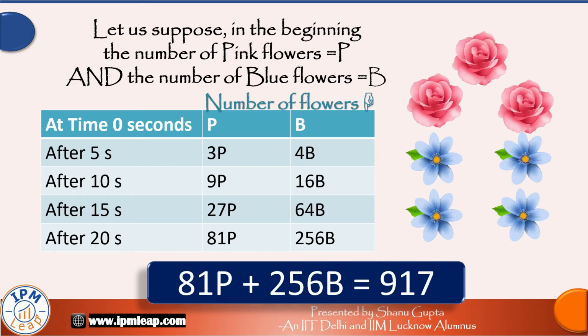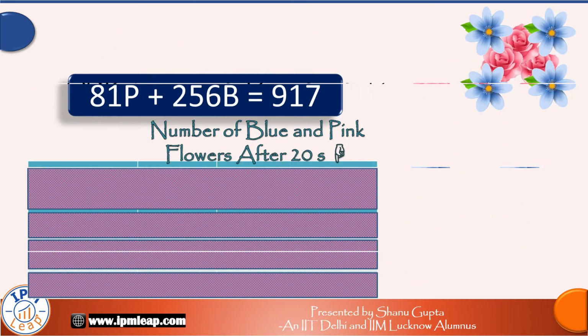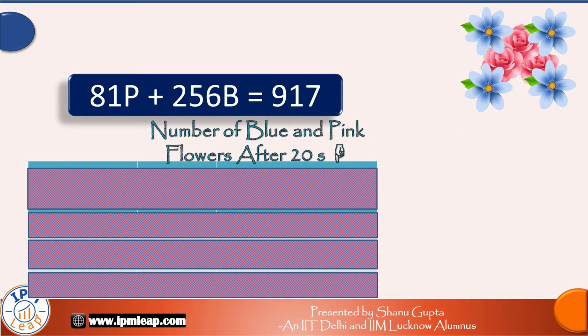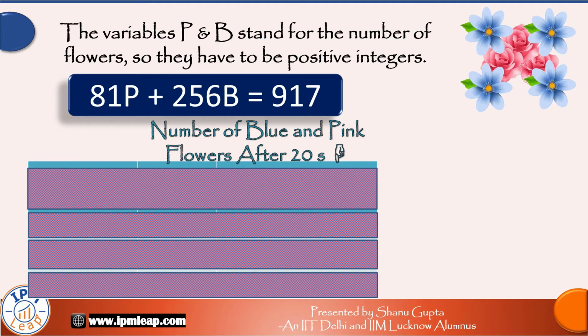Forming the correct equation is very important. Students often make a mistake at this stage. Solving the equation is the easier part. 81P plus 256B is equal to 917. And friends, do you realize this is a very special equation? Why so? The variables P and B stand for the number of flowers. So they have to be positive integers, countable numbers.